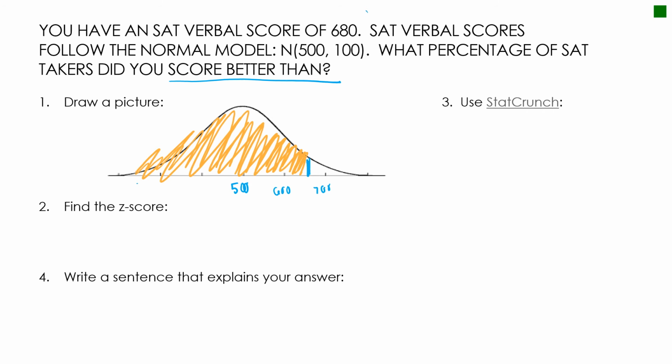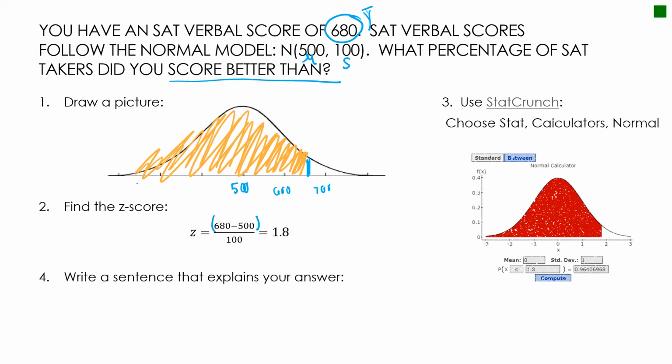Now I'm going to find a z-score, and the z-score again is going to use my observed value, y bar, of 680, my mean of 500, my standard deviation of 100, to get 680 minus 500 divided by 100, which is 1.8. Again, make sure you put your parentheses in the right spot. From there, I take that 1.8 and put it into StatCrunch. Again, note 0 for my mean, 1 for my standard deviation.